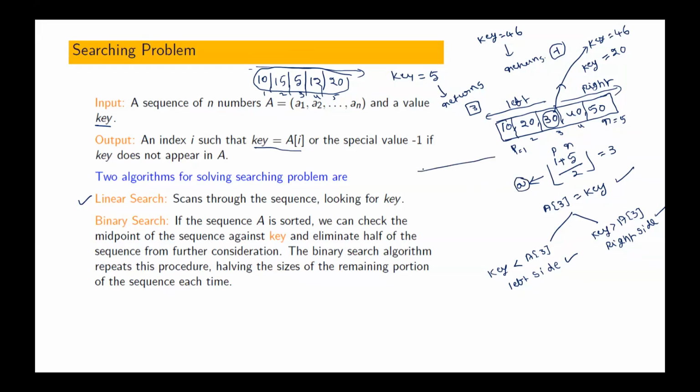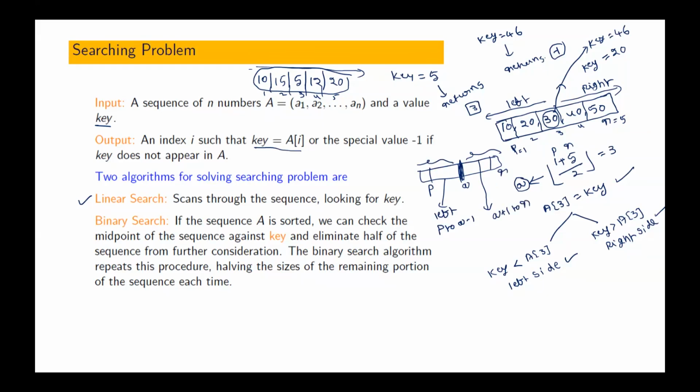If my array has indices from P to R, and the middle is Q, what is the left part? The left part is P to Q minus 1. The right part is Q plus 1 to R. Correct, no? So we search either in the left side of the array or the right side of the array.